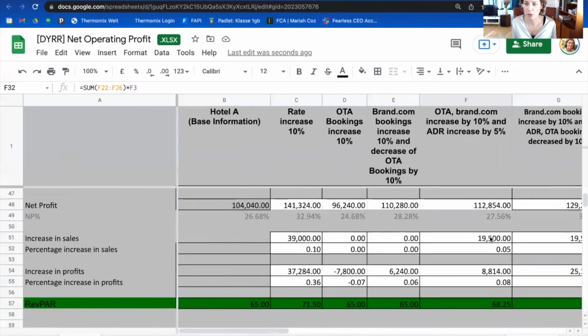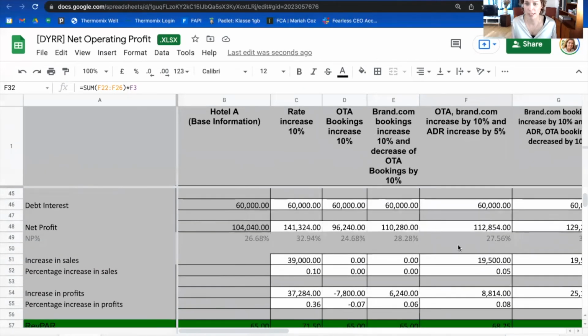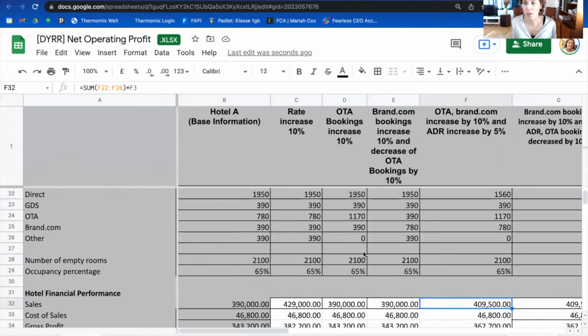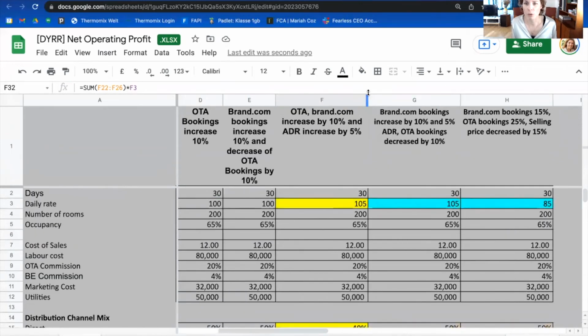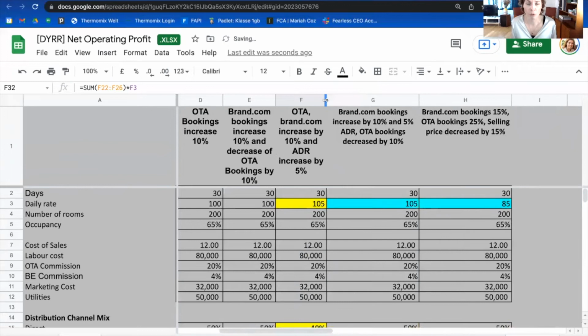But what is going to happen with net operating profit? You see, it's higher, almost 1%. So you have increased the price by 5%, you have changed your distribution mix, and your net operating profit increased only by 1% and even a little bit less than 1%. So what we need to do is find the right mixture of where we are selling, at what price we are selling, and stuff like this.